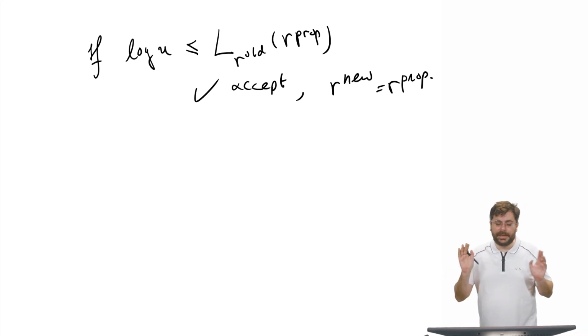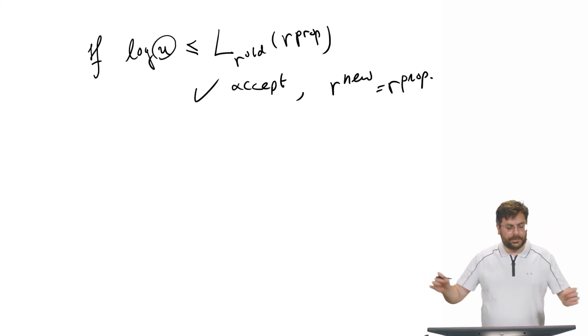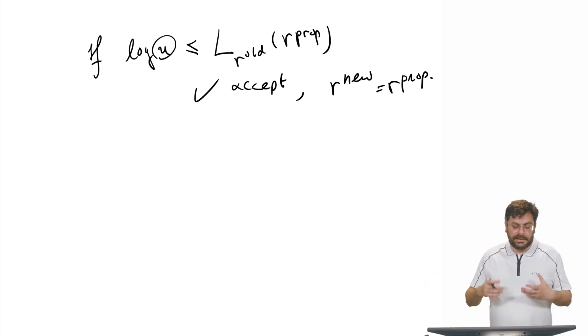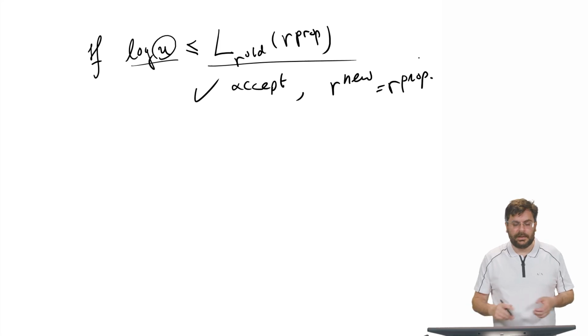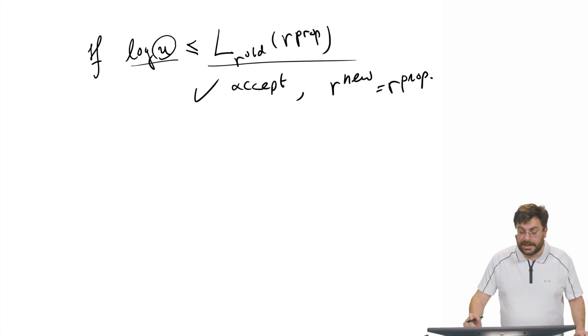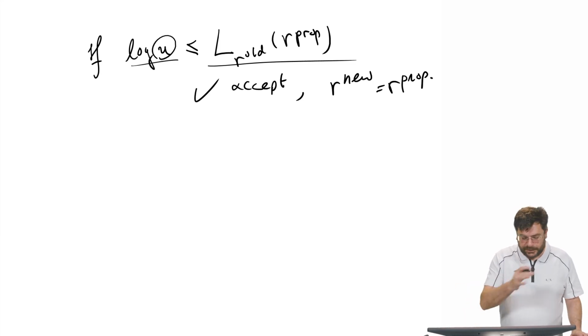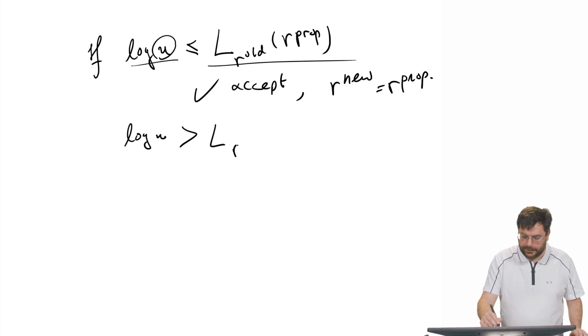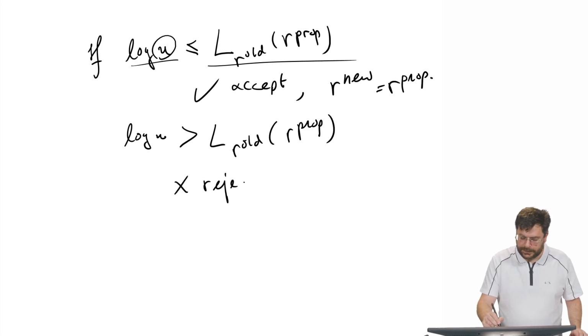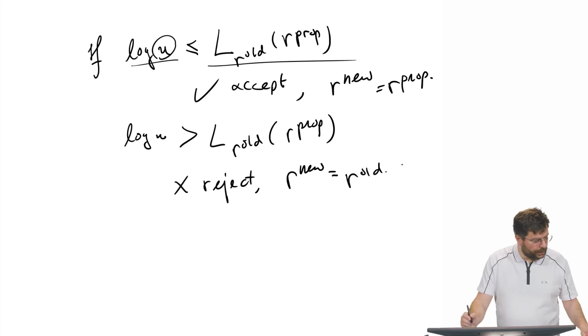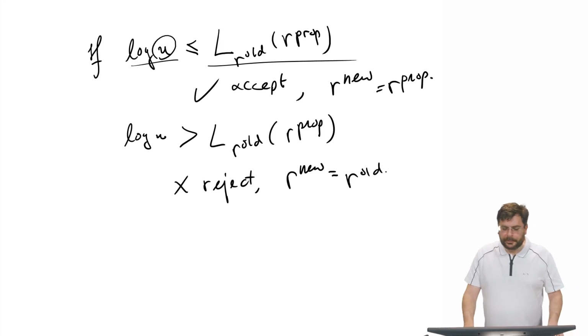So just as I did before, I still draw my U from a uniform random number between 0 and 1, except I now take its log and I compare to the log of my acceptance ratio. And my acceptance ratio, again, I just have to be careful. It's now going to be the sum and the difference of 6 terms, just like I wrote in the previous slide. Now, if log U is greater than L of R old, R proposed, then we know that we have to reject, and simply R new is equal to R old, just as we had before.